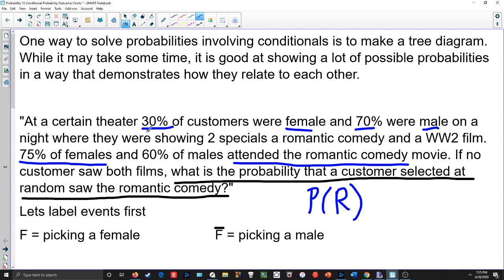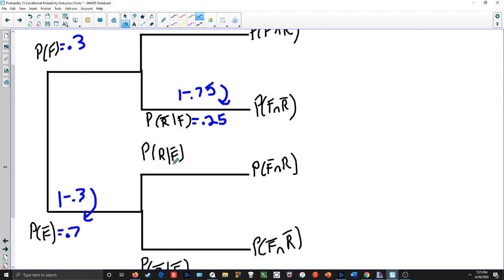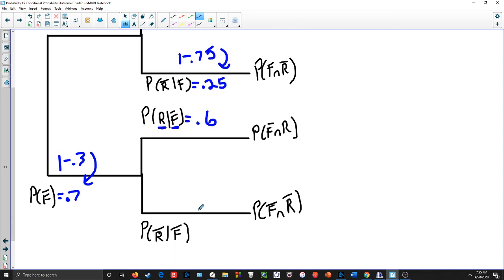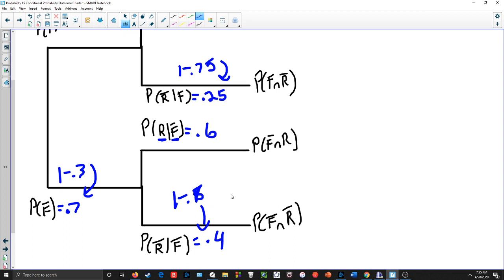Well, it says here, again, 60% of males saw the romantic comedy. So given that we picked a male, the chance they saw the romantic comedy is equal to 0.6, which by the complement rule means that if 60% saw the romantic comedy, that means 40% saw the war film. Or again, the way we got this is we do 1 minus 0.6. Whoops, not 0.5, 0.6. So again, it's mainly just taking stuff from the word problem.